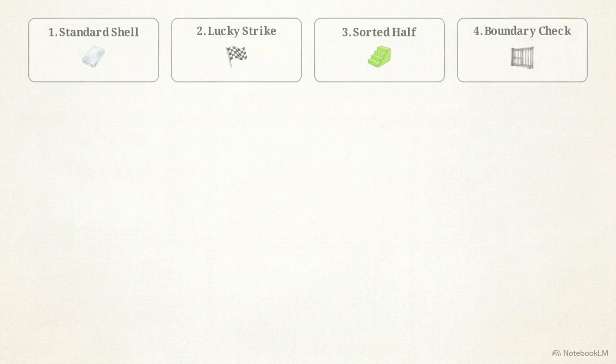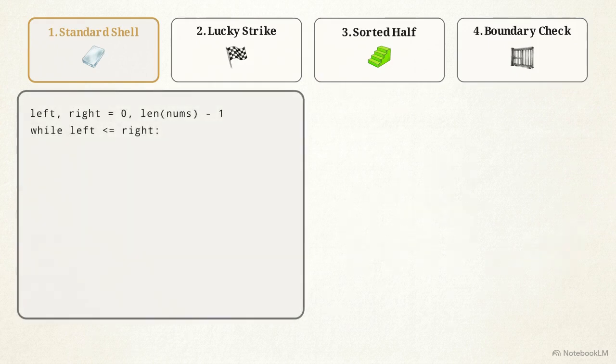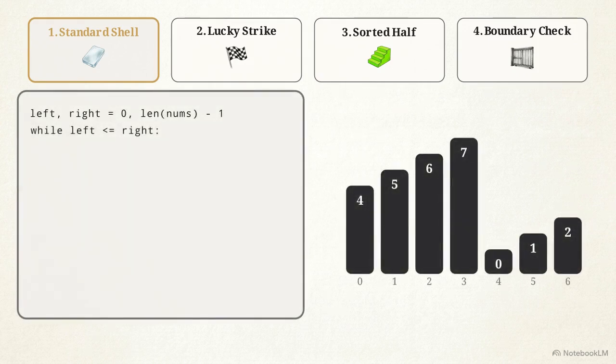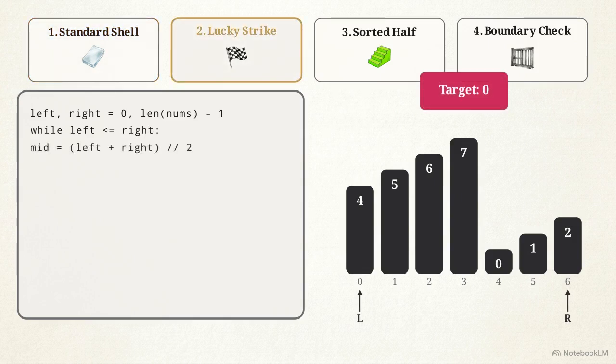We can manage this logic using a 4-block strategy. Block 1 is the standard shell. This is the basic binary search setup, initializing left and right pointers, and creating the while left is less than or equal to right loop. Block 2 is the lucky strike. Inside the loop, we calculate the middle index and immediately check if it contains our target. If it does, we return the index immediately.